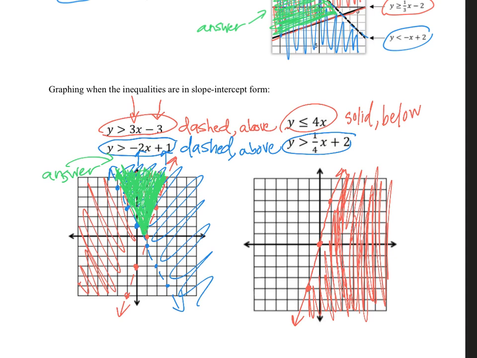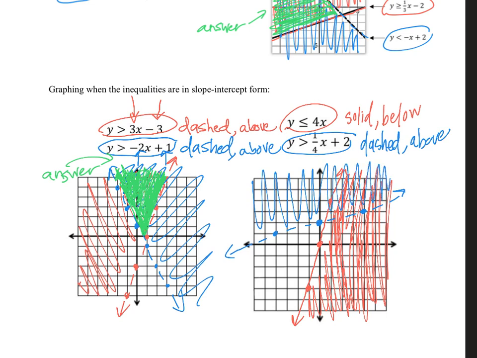Okay, so for this one, we know that it is going to be dashed because it is just greater than, and we are going to be shading above because it's greater than. So my y-intercept is positive 2. My slope is 1/4, so I go up 1 over 1, 2, 3, 4. And in the other direction, I go down 1 and over 1, 2, 3, 4. Now I'm going to create my dashed line, and I need to shade above this blue dashed line.